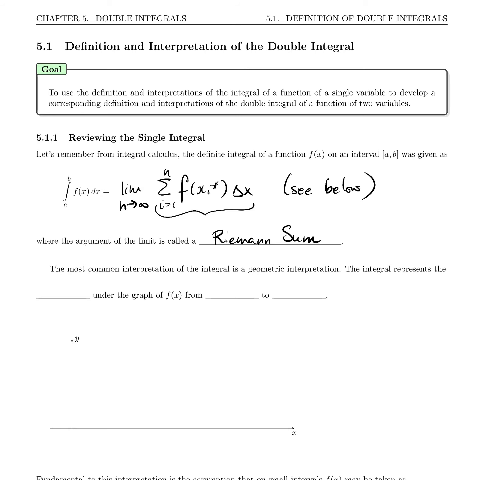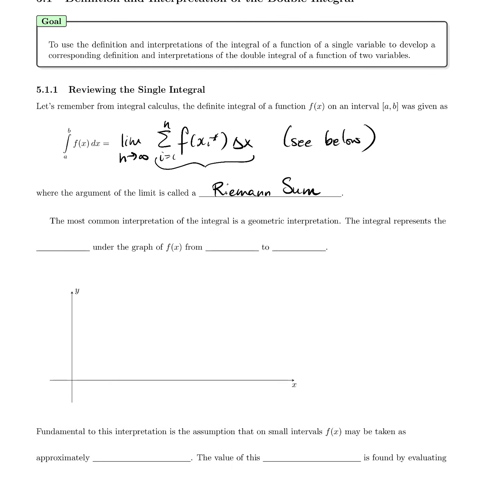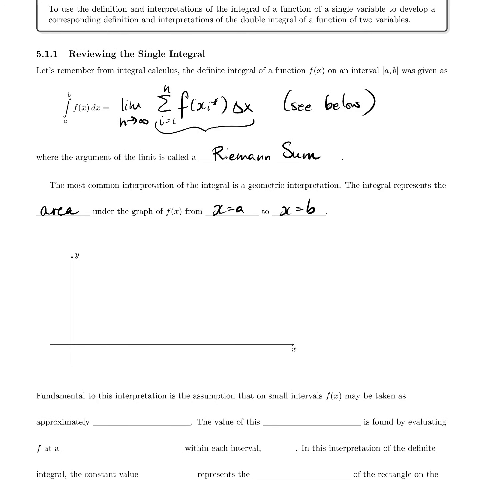So the most common interpretation of the integral is a geometric one. The integral represents the area, actually it's the net signed area, under the graph of f of x from x equals a to x equals b. So let's sketch this interpretation and remind ourselves of what some of these symbols represented.